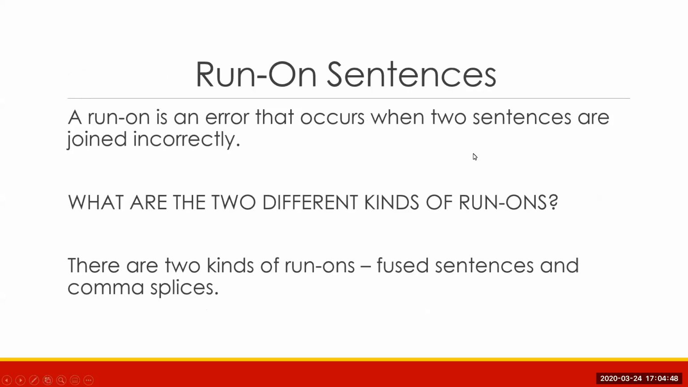So the first one we're going to talk about is run-on sentences. A run-on sentence is an error that occurs when two sentences are joined incorrectly. There are actually two different kinds of run-ons, and we're going to be covering both of those. And those two are fused sentences and comma splices.